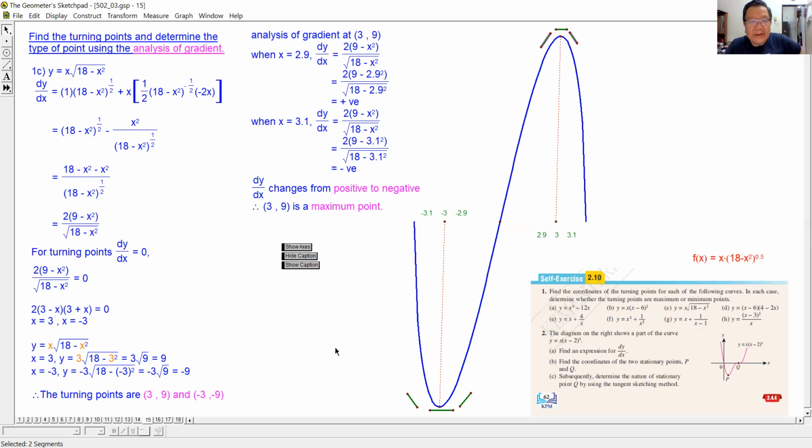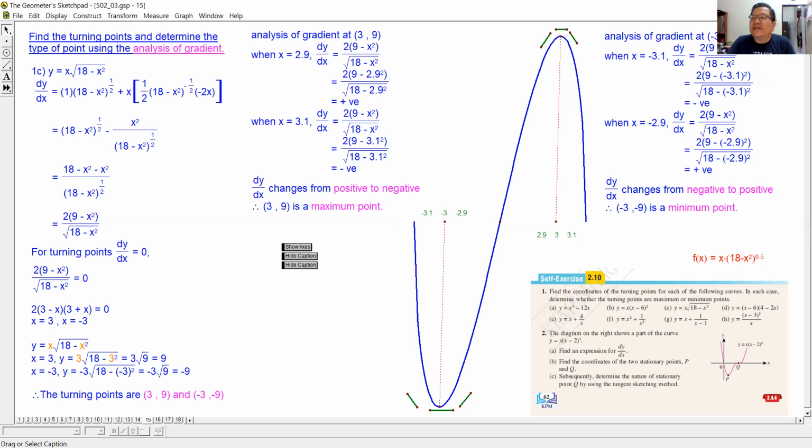So we look at the other point. Where? This one. The other point is -3, -9. So the -9, you don't have to look at it because the -9 is the y value. We want to look at the x value. Now, -3. Can you tell me a number which is less than -3? -2.9, is it less than -3? Yes or no? No, right? The smaller number will be -3.1.